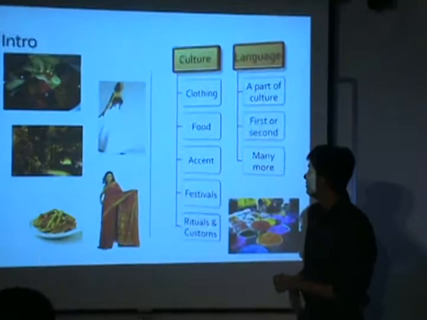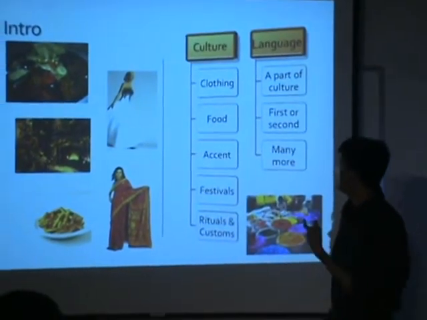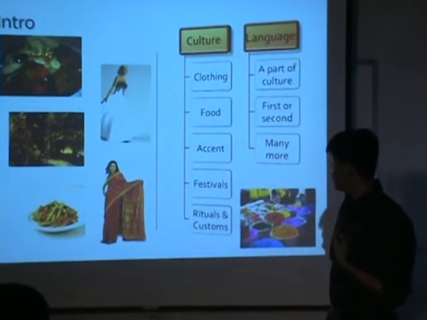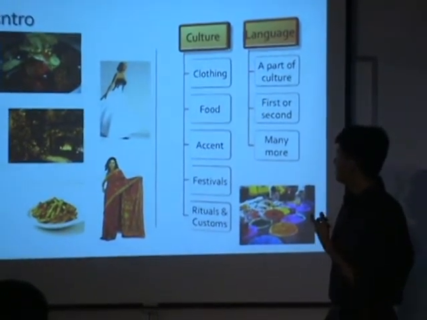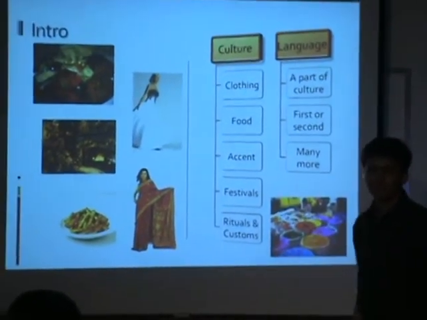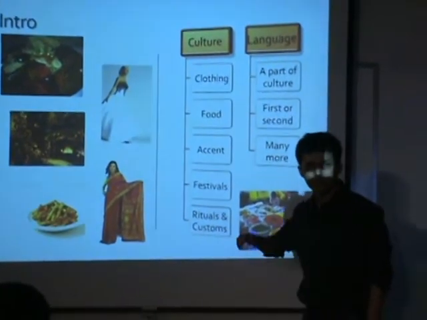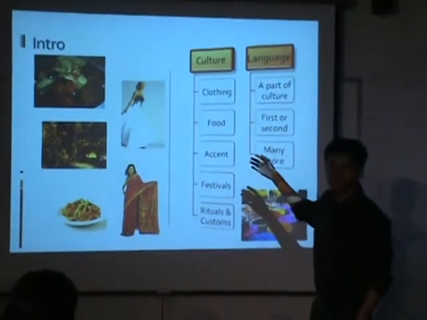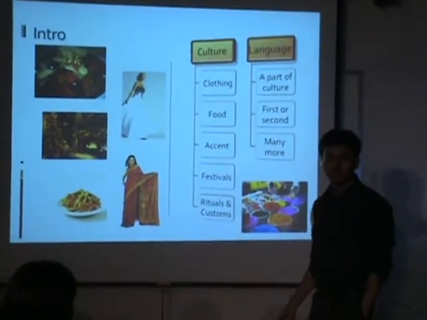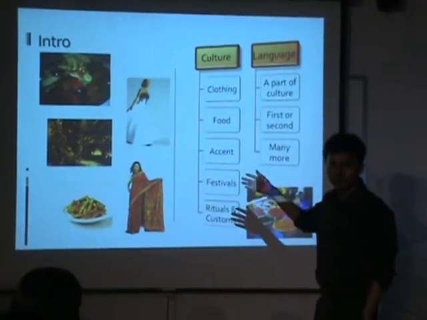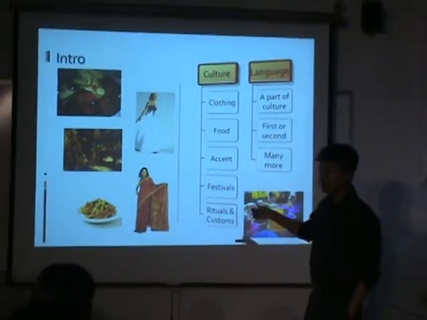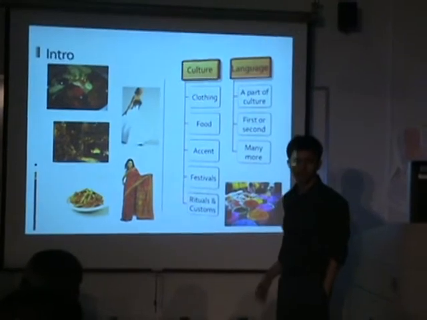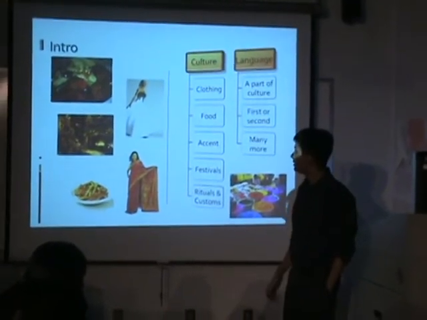Okay, introduction. Let's begin with culture. Culture includes clothing, food, accent, festivals, rituals. So clothing, as you could see, I'm from India, so basically I'm going to talk about Indian culture and American culture. This would be a wedding gown or a prom dress for a typical American, or if you live in the United States. But this is a sari, and that's basically an attire of Indian women for marriage.